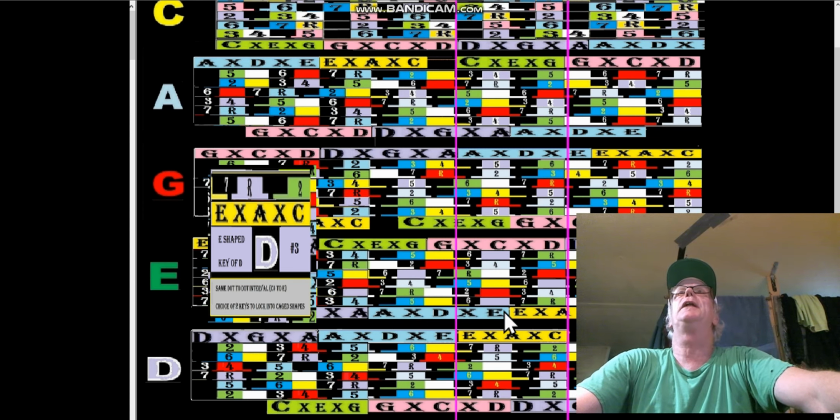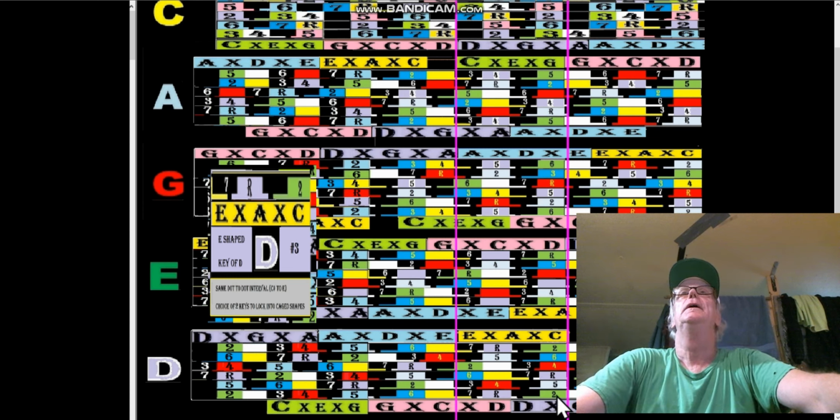Alright, so we've done the D shape there. The same thing applies down here. It just took me a little while to hone in on it. You can go a cage to the left. You can go a string circle to the right.